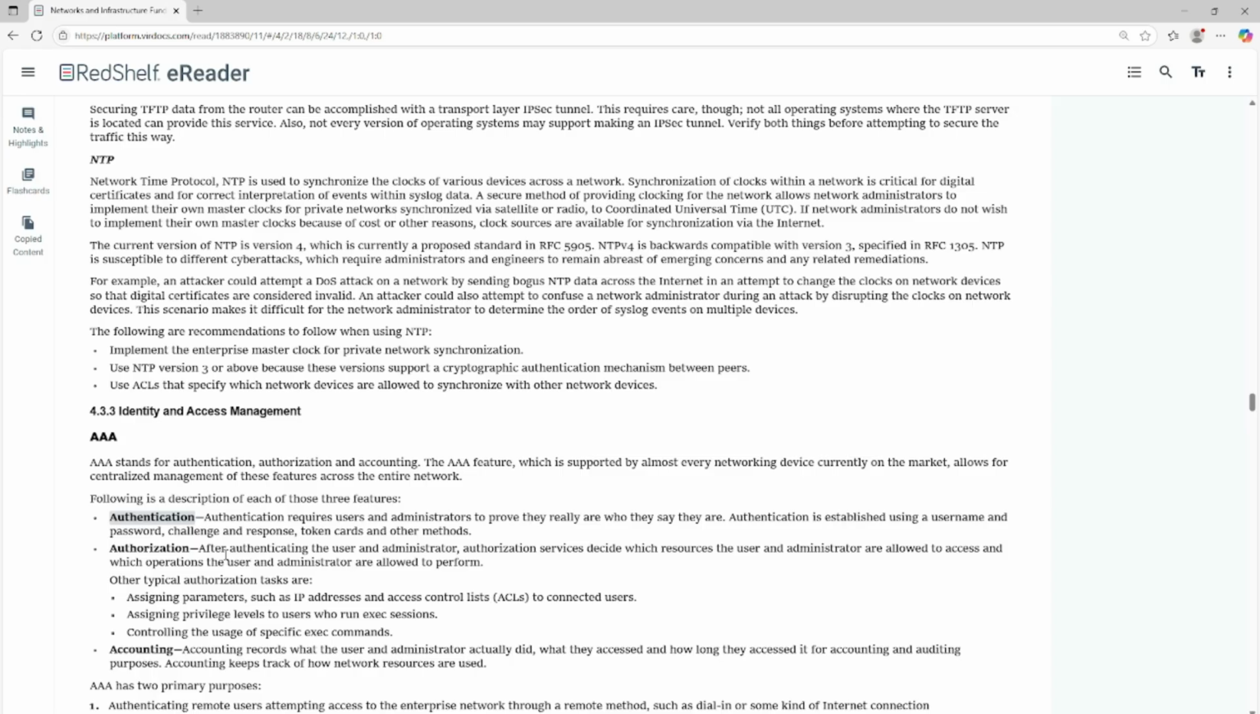Authorization in this case has to do with the background work, right? Once you've logged in with your username and password, or you've probably swiped your badge, the service will decide what level of access you do have.